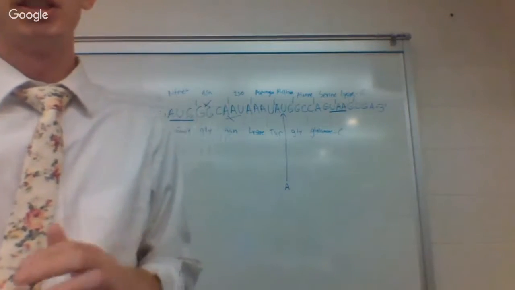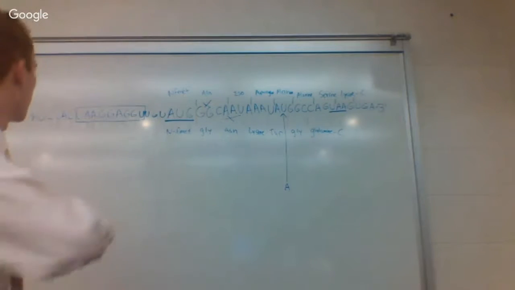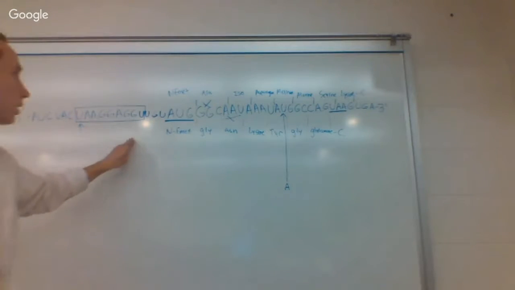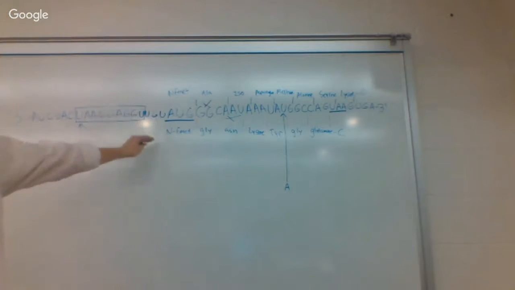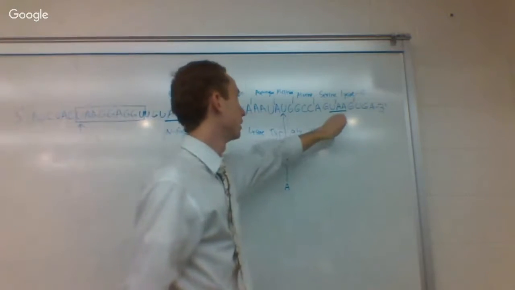For A, we're supposed to identify the binding site, the start codon, and the stop codon. So the binding site is right here. This is the Shine-Dalgarno sequence right there. The start codon is always AUG. In E. coli, it's mostly AUG. And then the stop codon is over here. We see UAA.